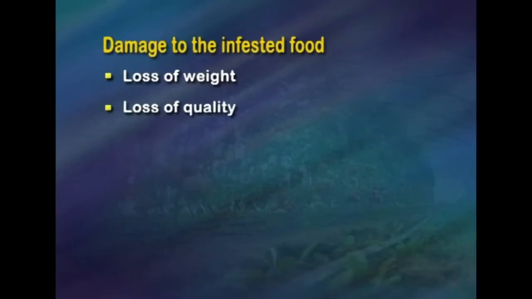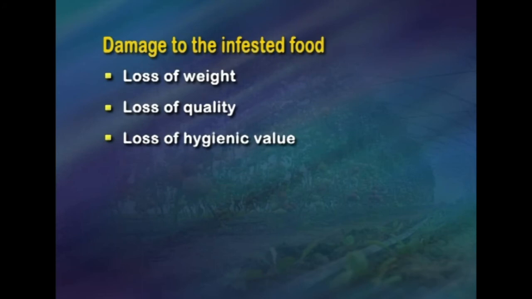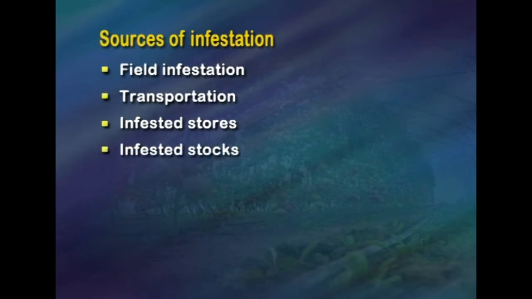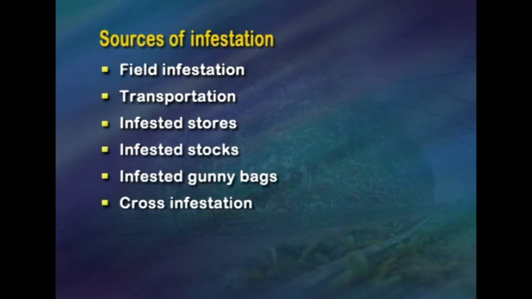Loss of quality. Insects eat away the endosperm, which affects the nutritive value. Gluten quality is also lost in case of wheat. Loss of hygienic value occurs when the grain is contaminated with excreta of rodents, dead insects and insect excreta. Sources of infestation: field infestation, transportation, infested stores, infested stocks, infested gunny bags, cross infestation.